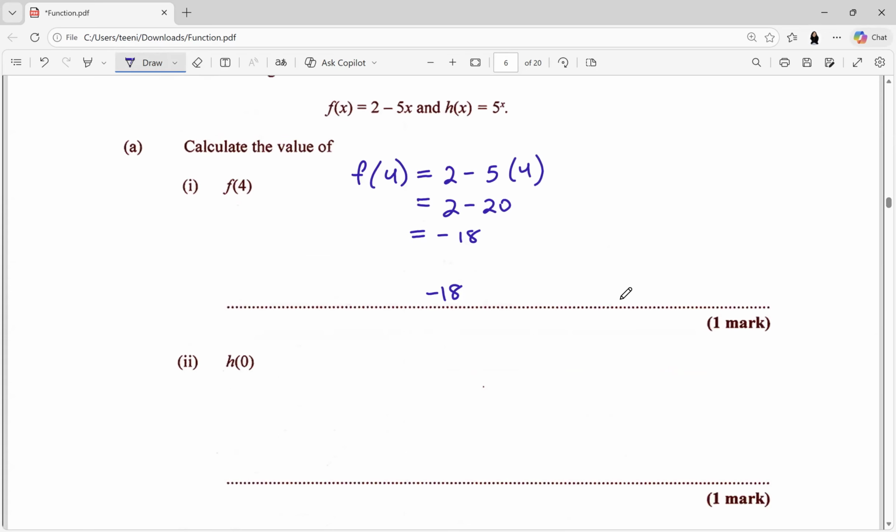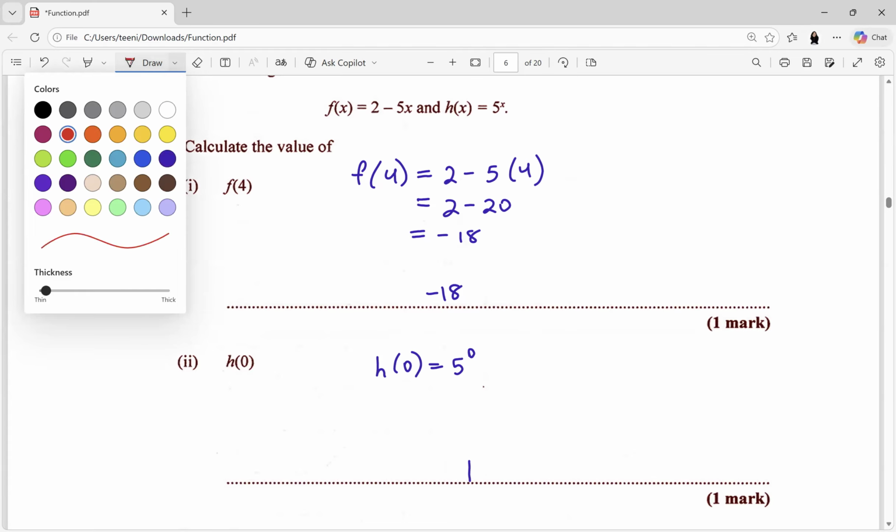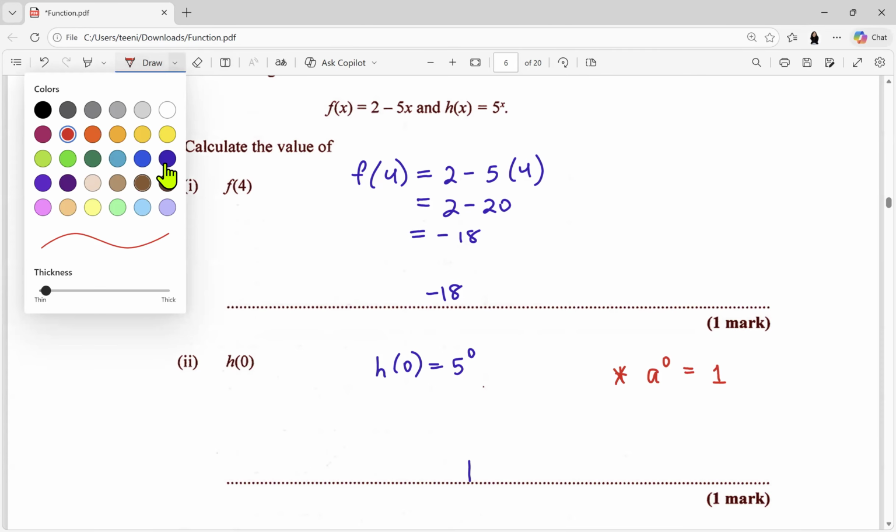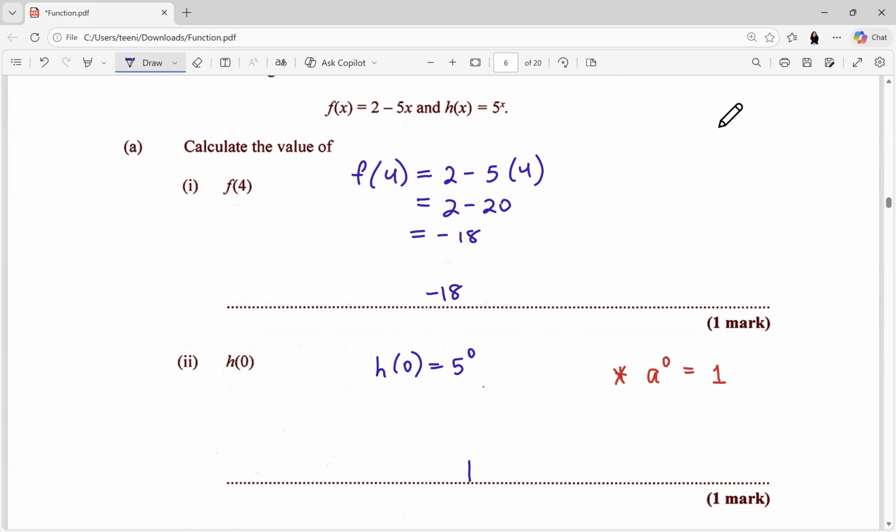And now h of 0. So h of 0 would be 5 to the power of 0. Any number raised to the power of 0 is 1. Not 0, eh? 5 to the power of 0 is 1, right? That's a rule, a law of indices, actually. 8 to the power of 0 is 1. Any number raised to the power of 0 is 1. Any number raised to the power of 1 is itself. Learn your laws of indices. Also, you have a calculator, so put it in your calculator.